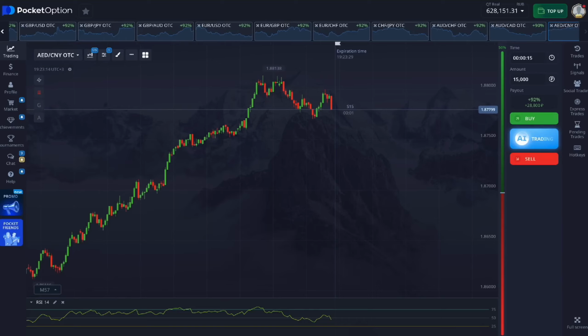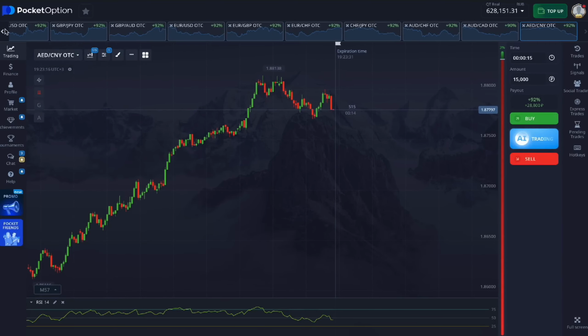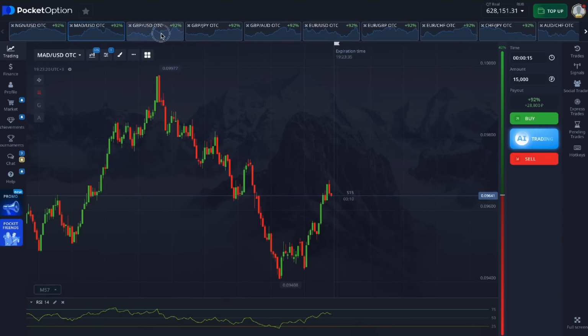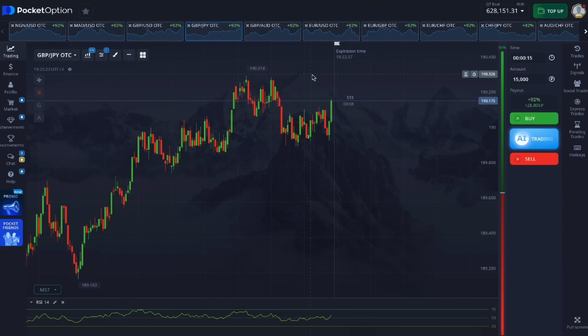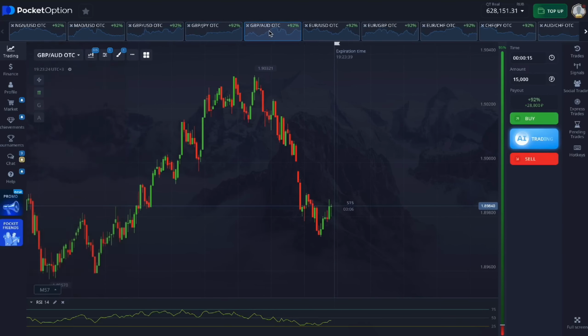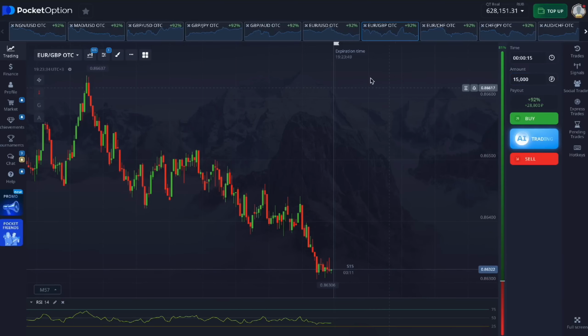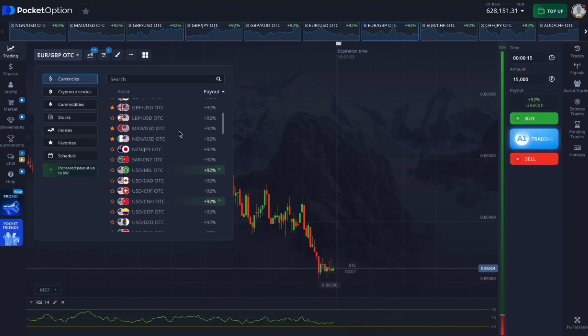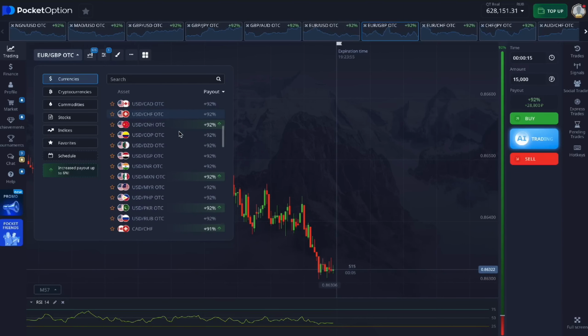Sometimes it takes a very long time to find an entry point with this strategy. Now, this is the primary challenge of this strategy. You really have to find a specific currency pair where the price is sitting very close to one of those zones.